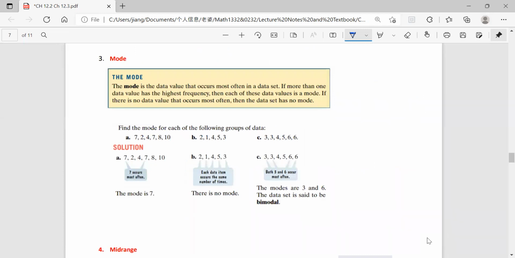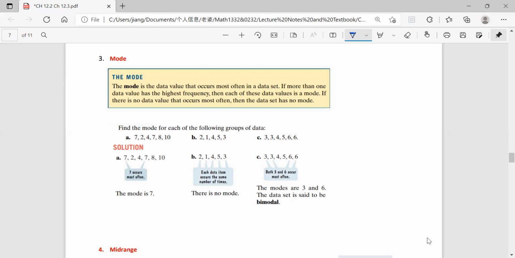Next, the definition of mode. The mode is the data value that occurs most often in the data set. If more than one data value has the highest frequency, then each of these data values is a mode. If there is no data value that occurs most often, then the data set has no mode.